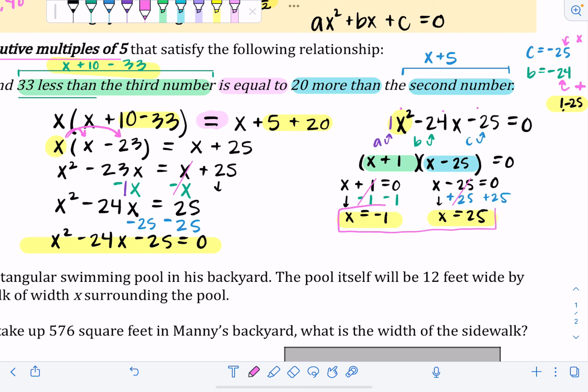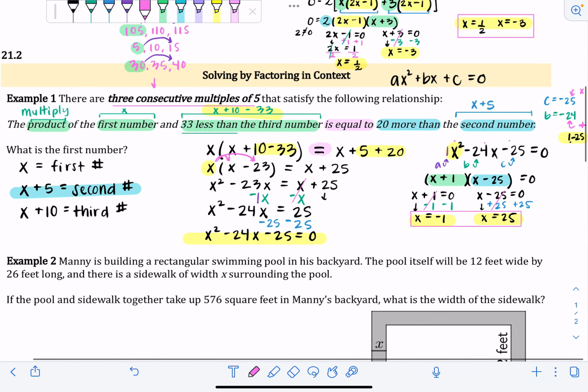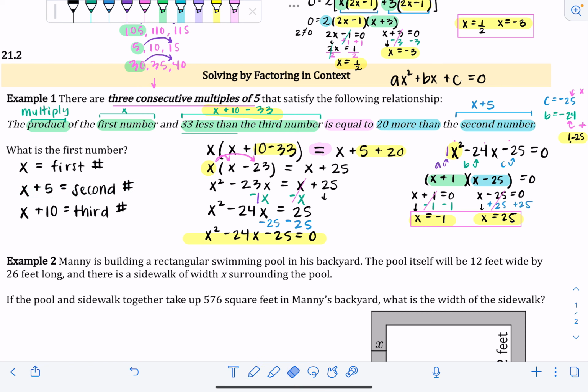However, there is some context to this problem, so before we're totally finished, we just have to think about what it was asking and what it stated at the beginning. It's a long problem. At the very beginning, it said there are 3 consecutive multiples of 5, and we were asked to find the first number, which is x. We just found 2 numbers for x. We have to decide which one of those is actually the number that this problem is looking for.